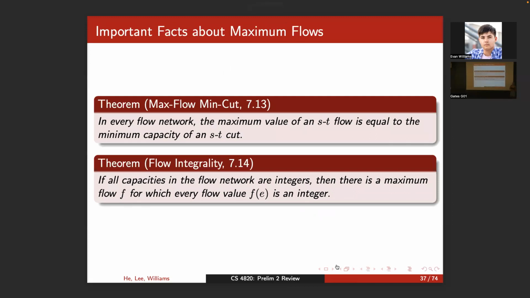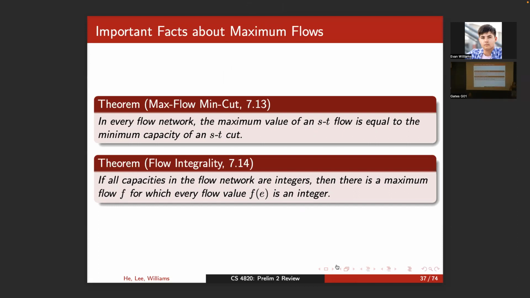Okay, max flow min cut theorem. This is a super important one for network flow. So for every flow network, you're going to have a minimum capacity of an S to T cut, and that's going to be equal to your max flow. So knowing that can be really powerful. Knowing that the value of your flow is always going to be equal to the minimum capacity of an S to T cut. That's gonna be super important.